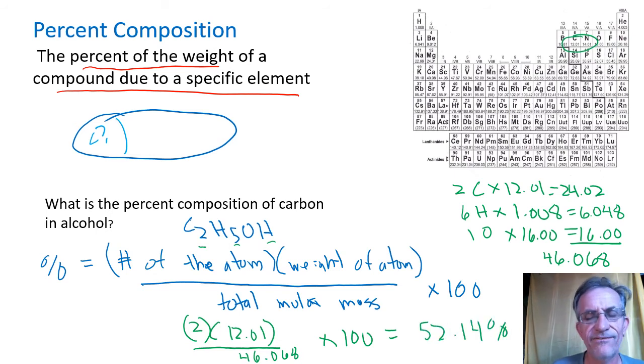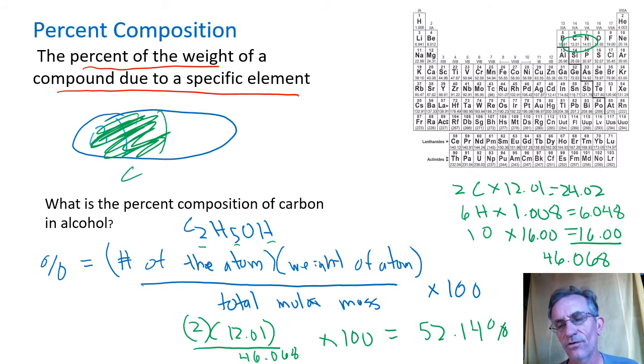So actually, if I go back to my little silly drawing of this molecule, over half the weight is coming from the carbon atoms. A little over half the weight. The rest of the weight would be the hydrogens and the oxygen in alcohol.